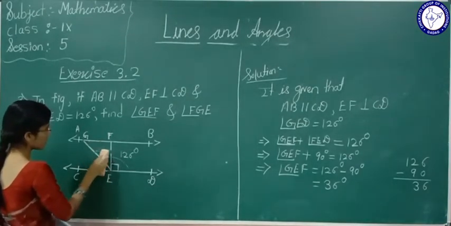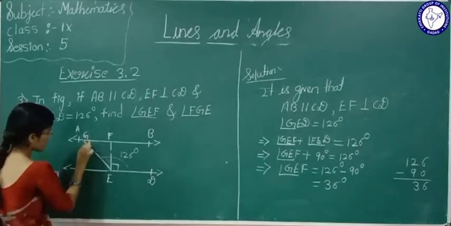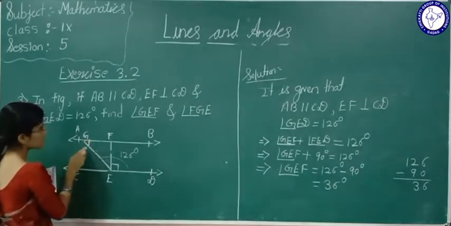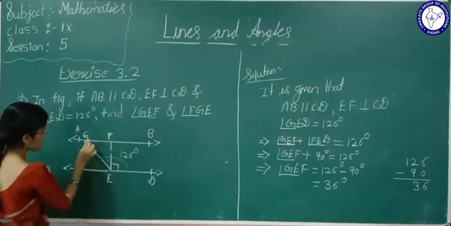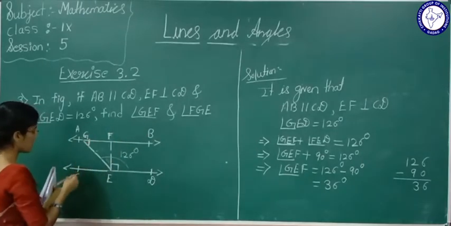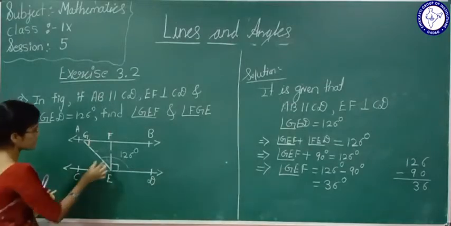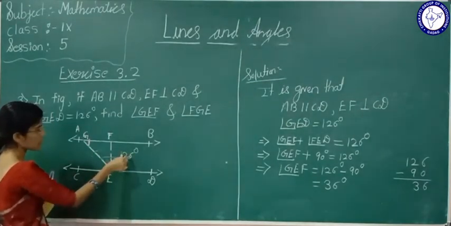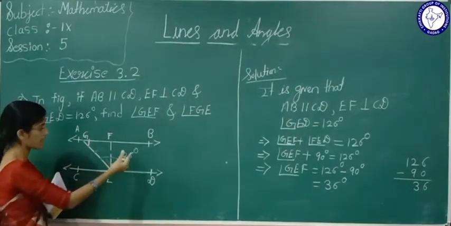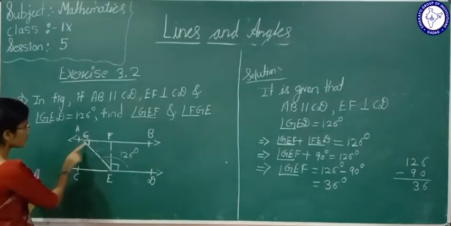FGE. Now we have to find out the angle I have written in pink color. See here, FGE, this much I have to find out. Now I got this angle, right? This angle I came to know is 36 degrees. 36 degrees plus 90 degrees is nothing but 126 degrees. Now how to find out this angle?